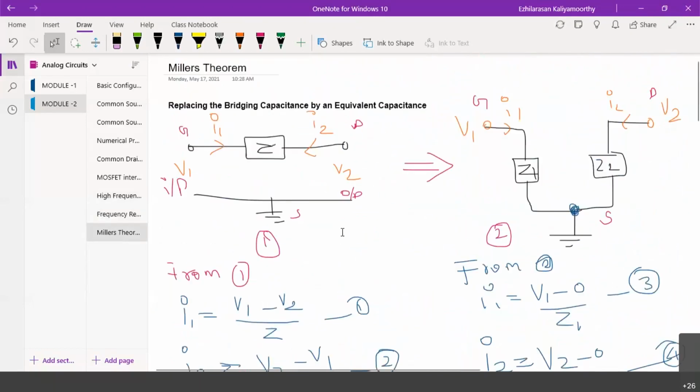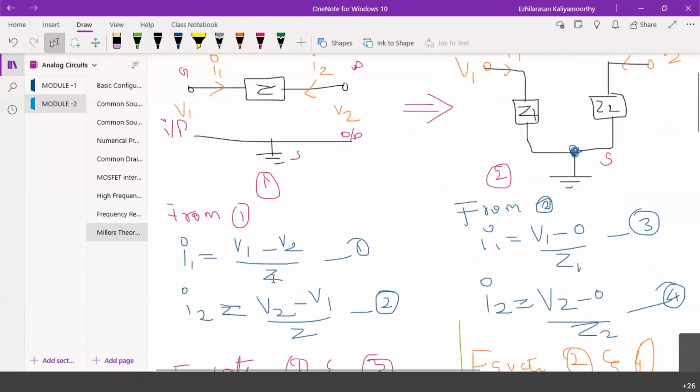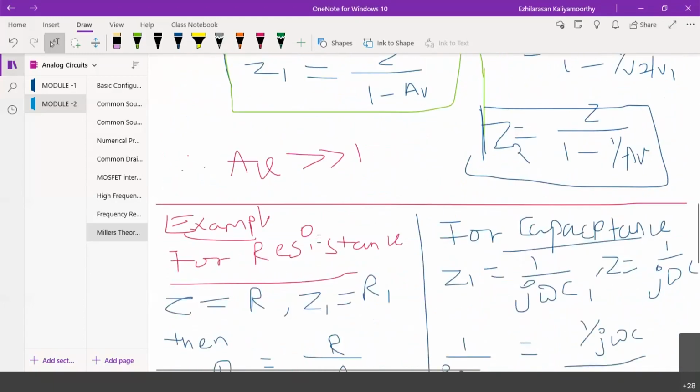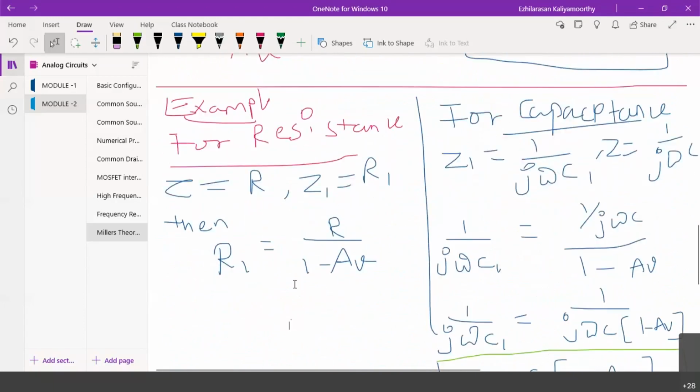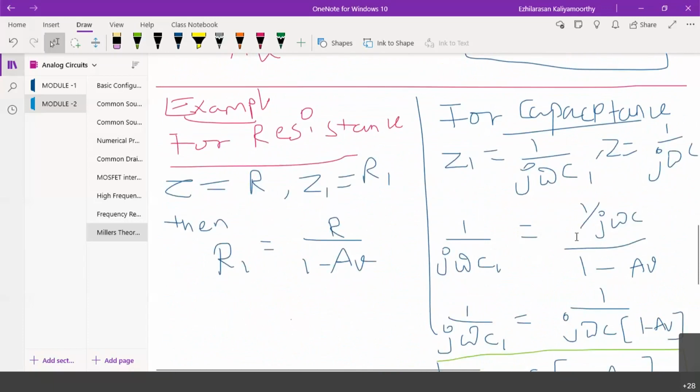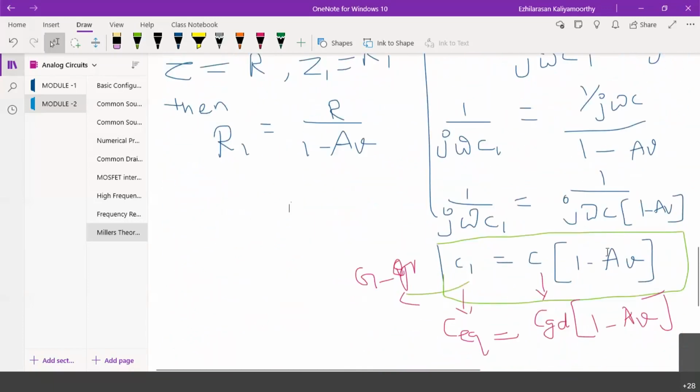Miller's theorem is nothing but simple. Just take one impedance. The impedance can be a resistance, or a capacitance, or a combination of both. The equivalent of this circuit can be drawn like this. Here is the input node V1 and the input node V2. If I consider a resistance, then R1 is equal to R by 1 minus AB. If I consider a capacitance, then Z is equal to 1 by j omega C, and Z1 is equal to 1 by j omega C1. From this I can calculate C1. The C1 is equal to C into 1 minus AB.